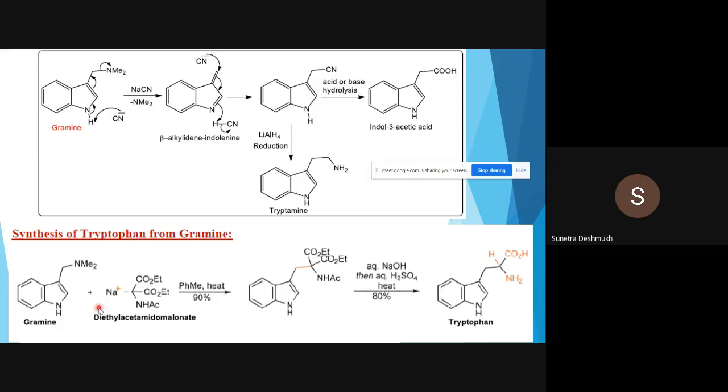Again, this gramine on treatment with diethyl acetamidomalonate in the presence of toluene and heat at 90 degrees centigrade, we get elimination of N,N-dimethyl and generation of a new carbon-carbon single bond. This molecule on treatment with acid, aqueous sodium hydroxide, then H2SO4 and heat, we can get tryptophan. So this is the synthesis of tryptophan. If you want to see how the mechanism occurs over here, please go for a literature survey. And if I find it, definitely I will provide it to you in my next lecture.